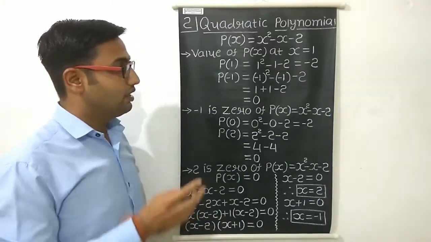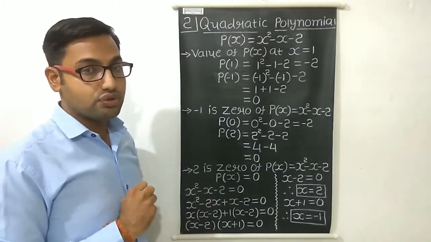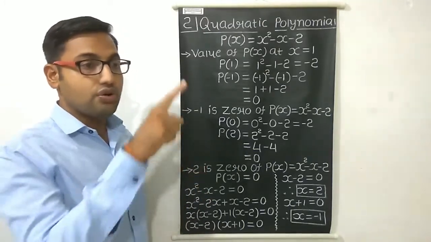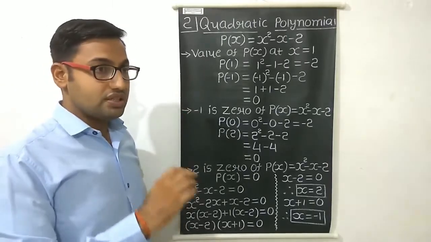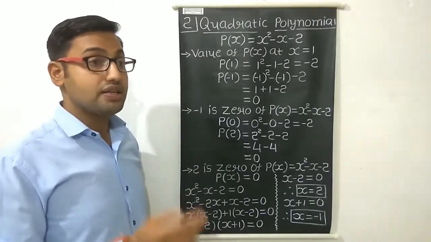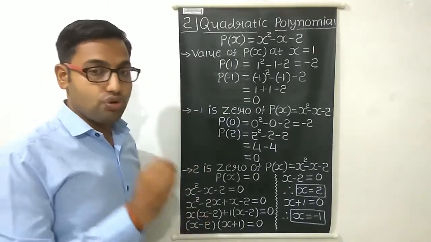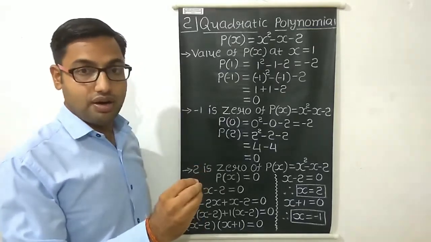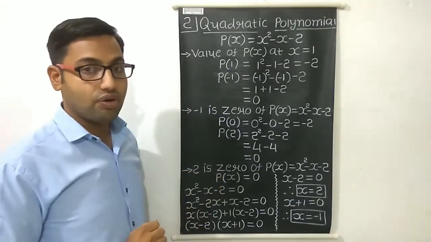The second thing is the zero polynomial. What do we call the zero polynomial? 0 we say is the zero polynomial. There is also no variable, but the value of the zero polynomial is already 0. So every real number is a zero for the zero polynomial.